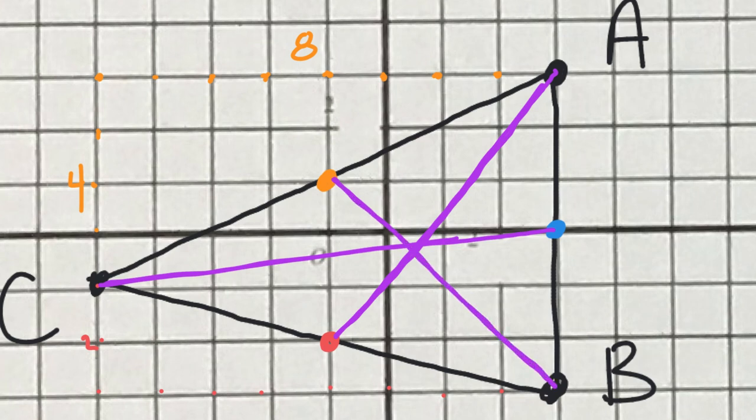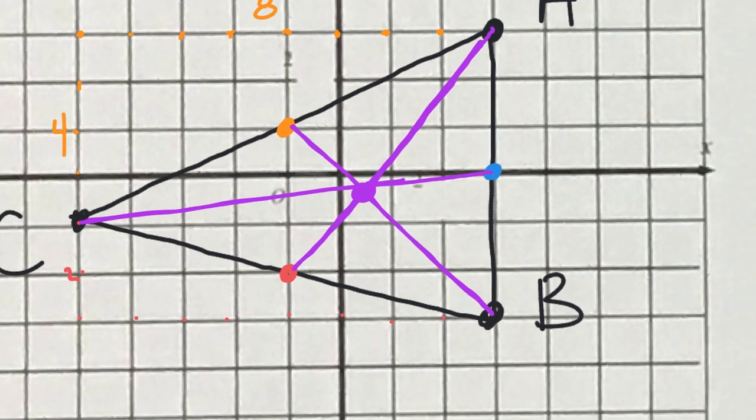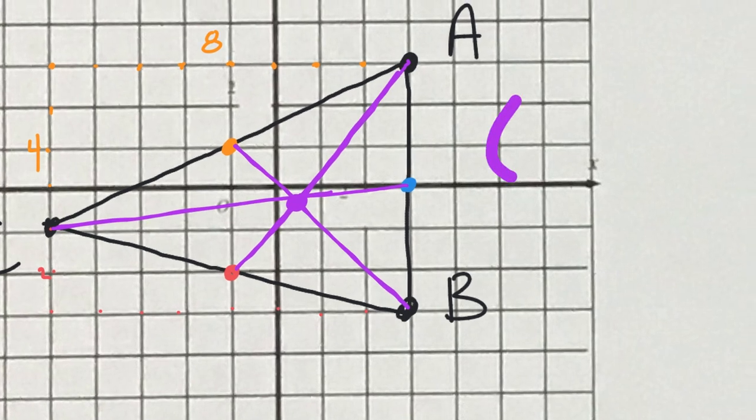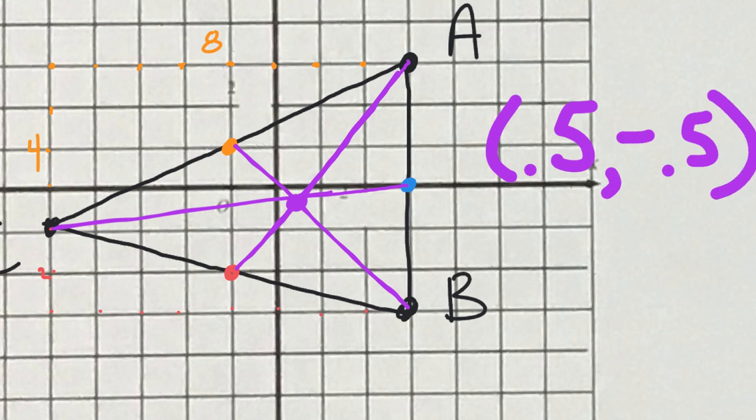If you draw them nicely, they all intersect at a single point. The more accurately you draw them, the better the point will be. So this point doesn't look like it's at a nice pretty point. I'm going to estimate this at 1/2, so 0.5, as the x coordinate, and probably negative 0.5 as the y coordinate.